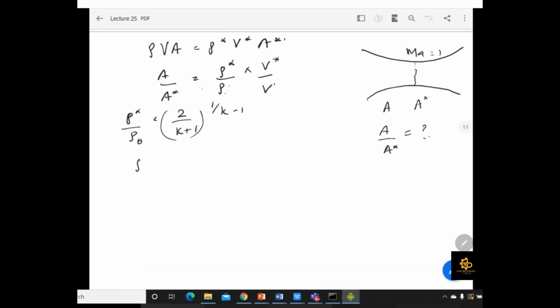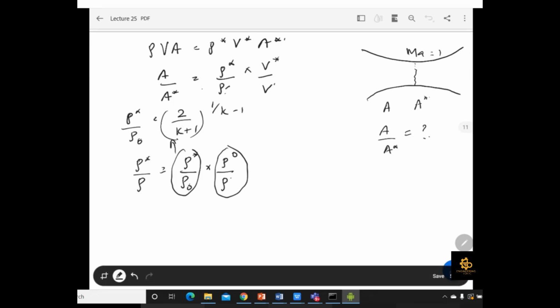In order to find rho star divided by rho, we write it like this: rho star divided by rho naught, multiplied by rho naught divided by rho, which is the local density, not a stagnation density. We have the value of this from the equation for the stagnation properties, where we have already found the ratio of the stagnation property to the local property. You just have to put these values in, and you will get an equation. You can do it by yourself; I'm just going to write the final equation.